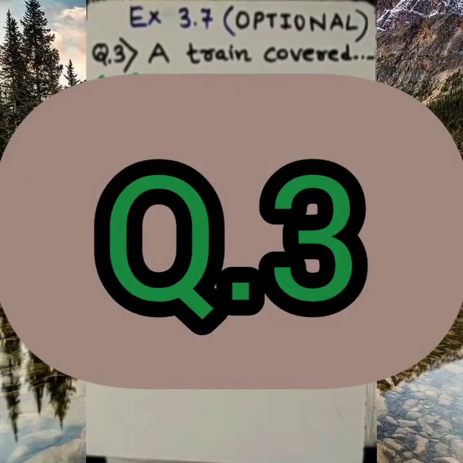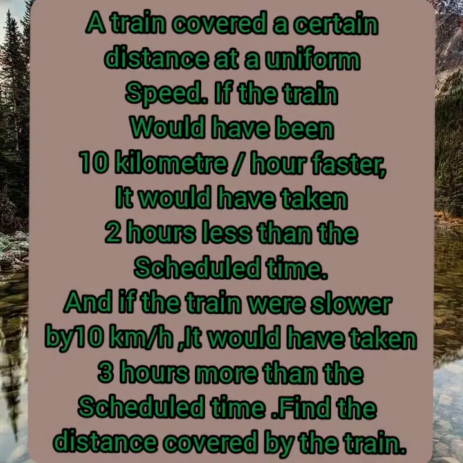So my dear student, here is exercise 3.7, optional exercise. Question number 3 is in front of you. I am reading it for you. A train covered a certain distance at a uniform speed. If the train would have been 10 km per hour faster, it would have taken 2 hours less than the scheduled time. And if the train were slower by 10 km per hour, it would have taken 3 hours more than the scheduled time. Find the distance covered by the train.